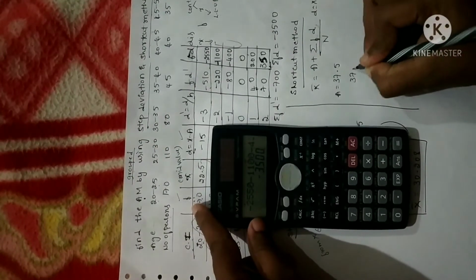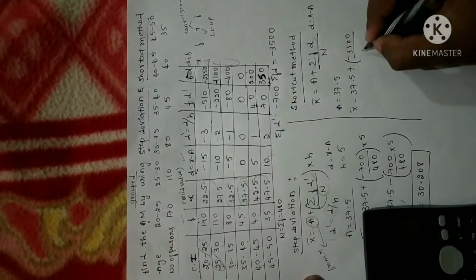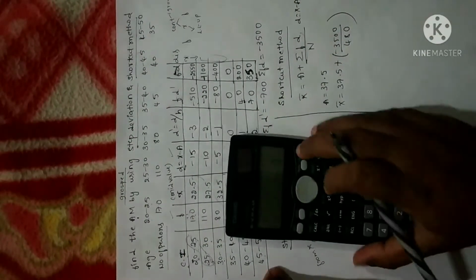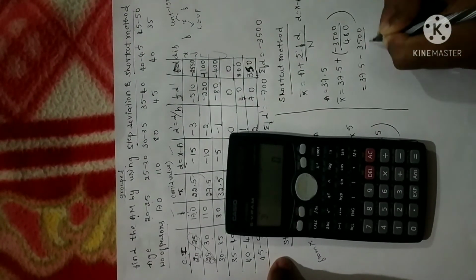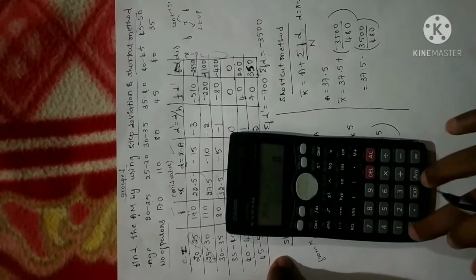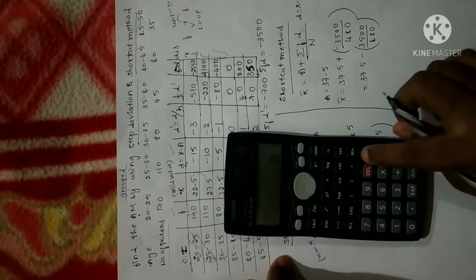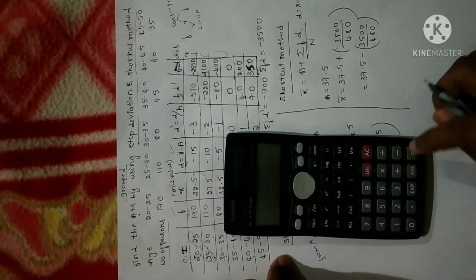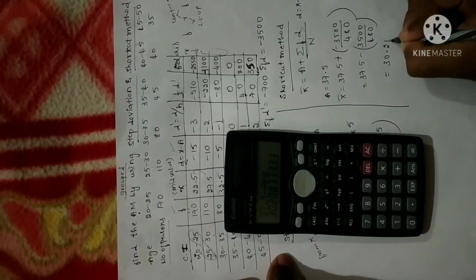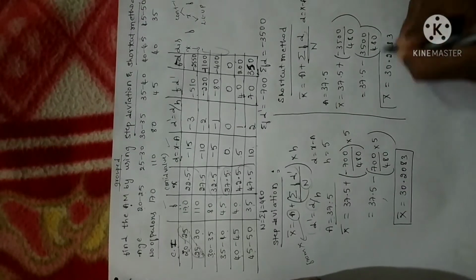So let me substitute. X bar is equal to 37.5 plus sigma fd, which is minus 3500, divided by n, which is 480. Now let me simplify. I'll write one more step: 37.5 minus 3500 divided by 480. Calculating 3500 divided by 480, and then 37.5 minus the answer, that will give us 30.2083.